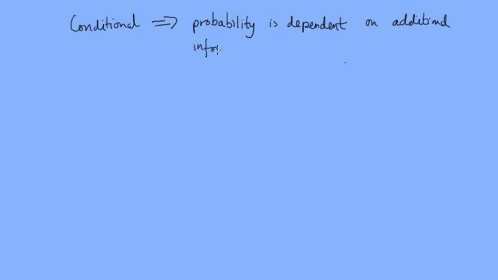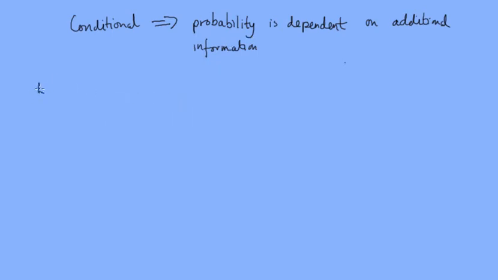Okay, today we're going to be looking at conditional probability. So the word conditional here tells us that the probability is dependent on some additional information given about whatever the outcome or event is going to be.